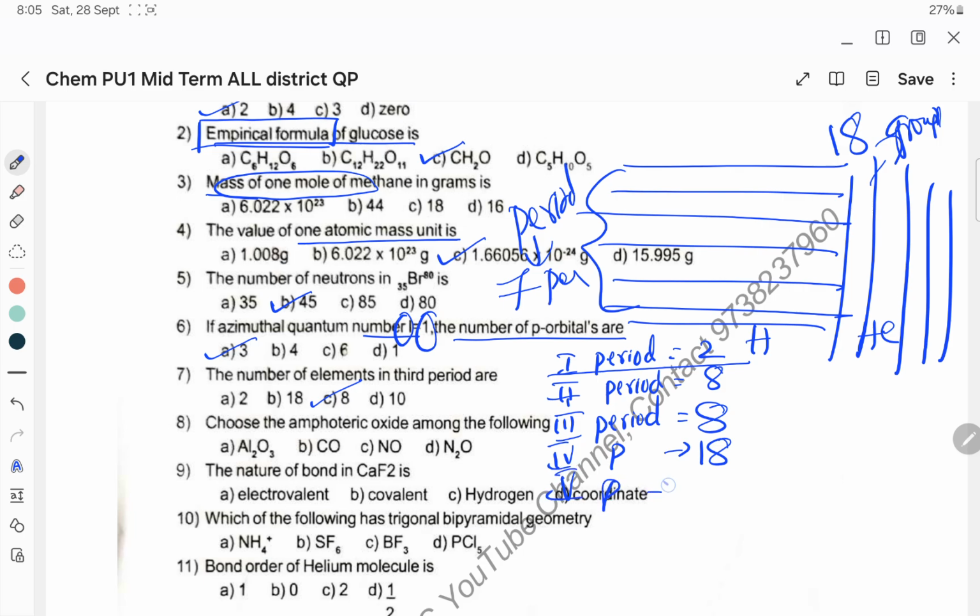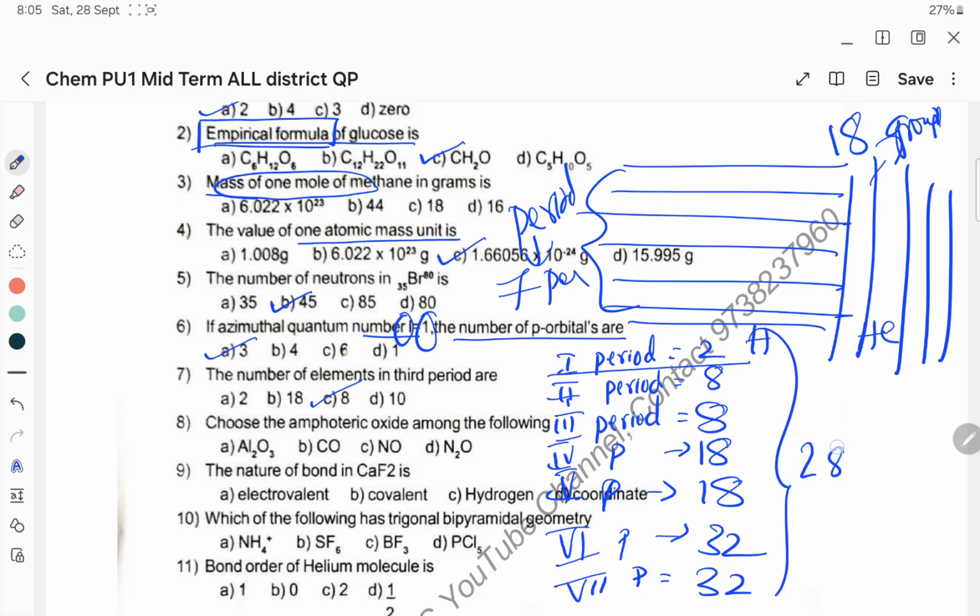In the fifth period also 18 elements. In the sixth period 32. You need to double this one, and also in the seventh period 32 elements are there. This you need to remember: 2, 8, 8, 18, 18, 32, 32. In the first period 2 elements, second is 8, third period 8, fourth 18, fifth 18, sixth 32, seventh 32. This is how we find out the number of elements with respect to the period. Next, move on to the next question.